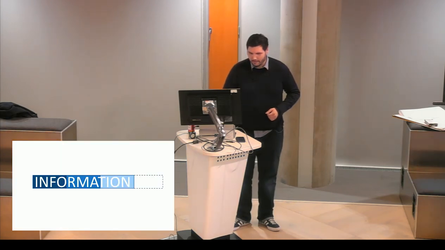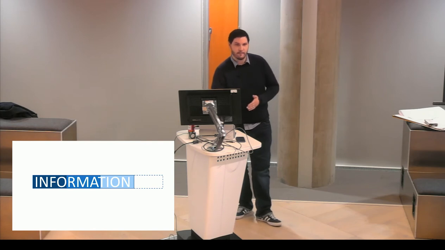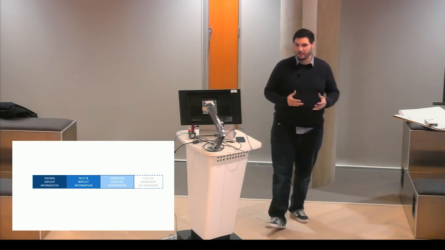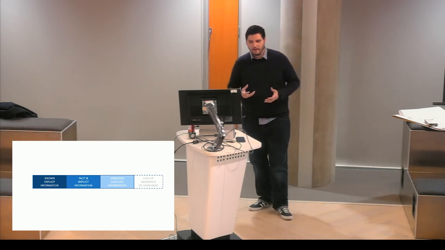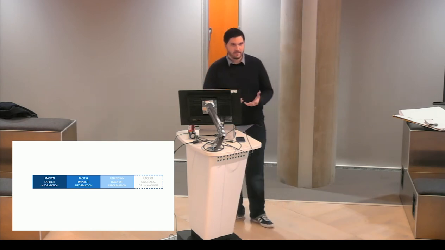So if we think about information, we can really break it down into different types of information, where we have known explicit information. So this is kind of like our expectations that are explicitly written down or verbalized in some way. We've got tacit and implicit information.